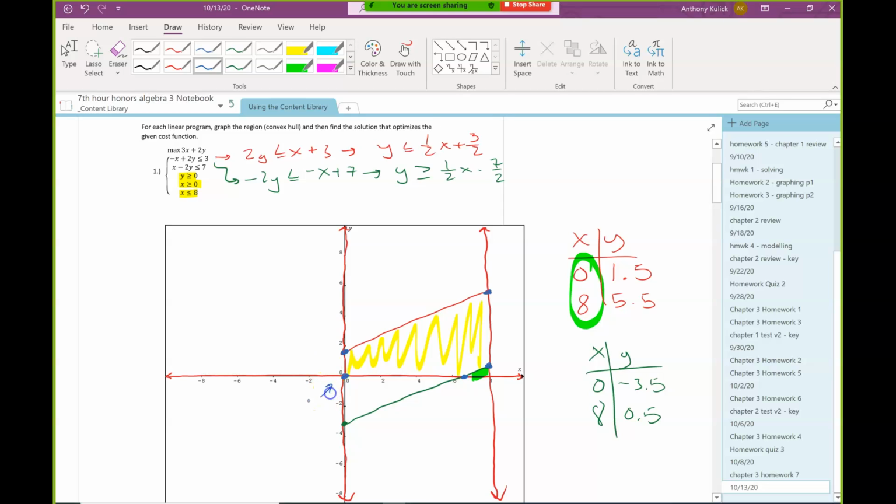For example, this point is obviously 0, 0. I'm going to refer to that as point A. This point here I'll call B. That's 0 and 1.5. This point over here, we'll call it C, and that's the point 8, 5.5. This point we'll call D, and that's the point 8, 0.5. And then the last one here is this point E.